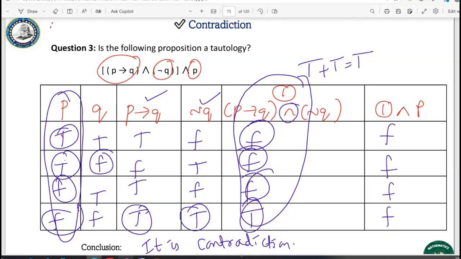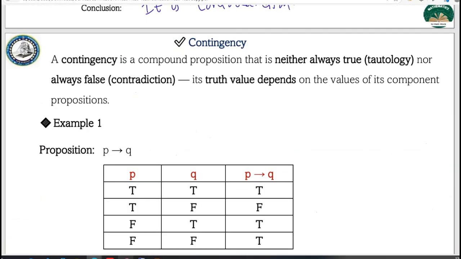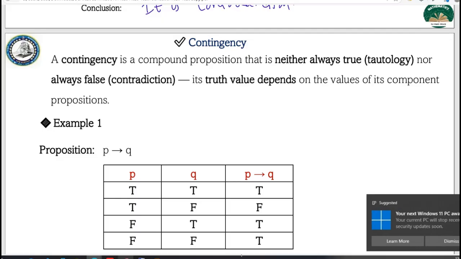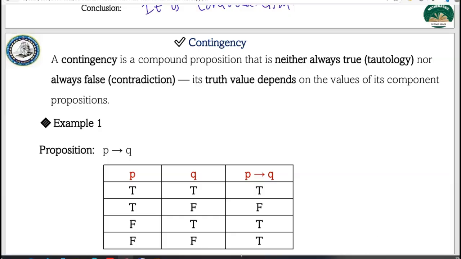So moving on to the next one, what is a contingency? When all the values are true, it is called a tautology. In the last column, if all the values are false, it is called a contradiction. Now if it is a combination of both, it is called a contingency. If the last column has values as T and F, it is called a contingency.